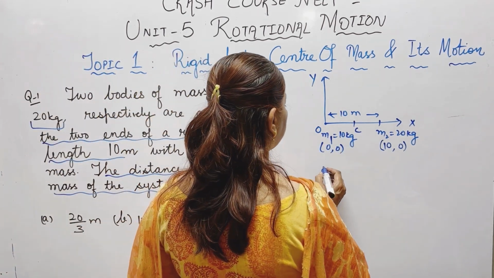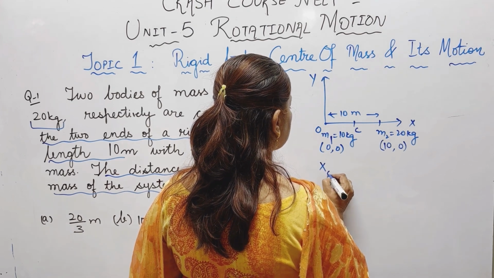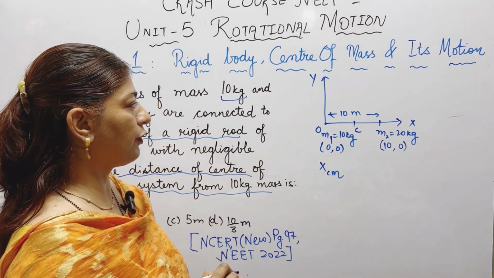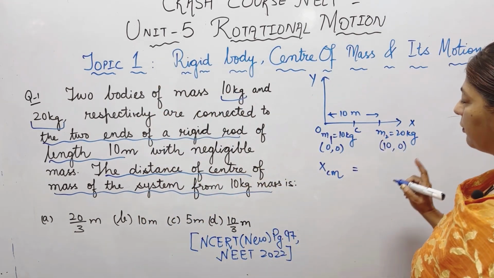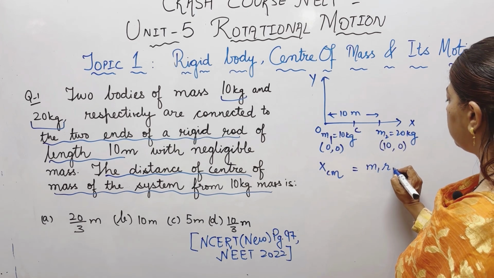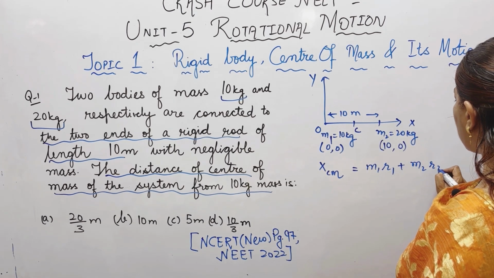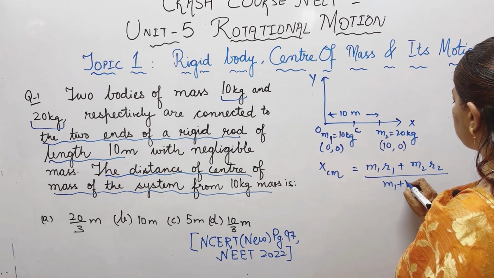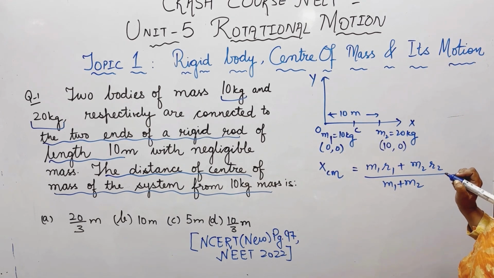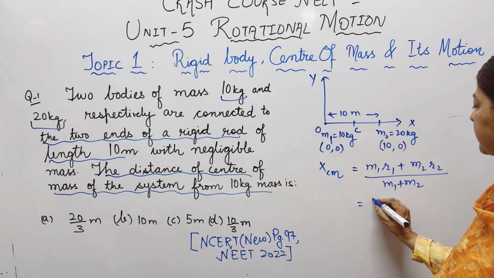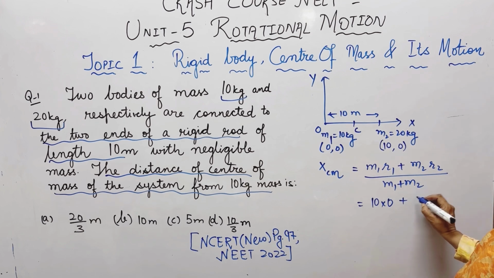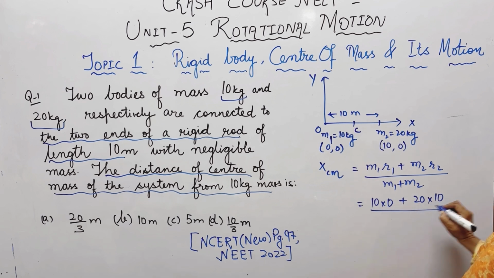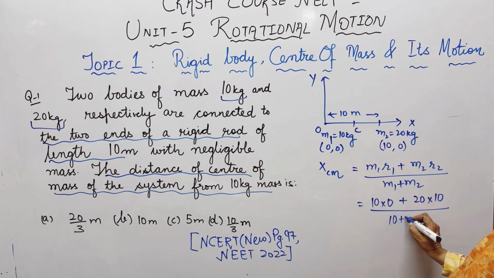So to find it out, let X be the position of the center of mass at point C. This is given by, according to the formula, if you remember, (m1 r1 plus m2 r2) by (m1 plus m2). This is the formula for the center of mass. So from here we have the mass 10 into its position vector 0, m2 is 20 and position is 10, divided by m1 plus m2, 10 plus 20.